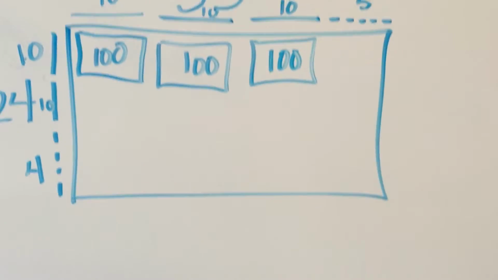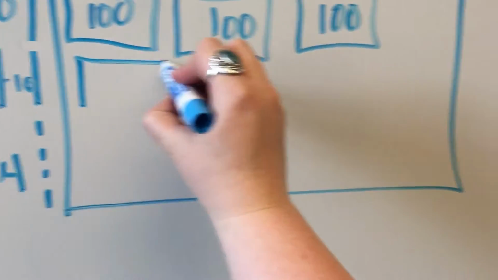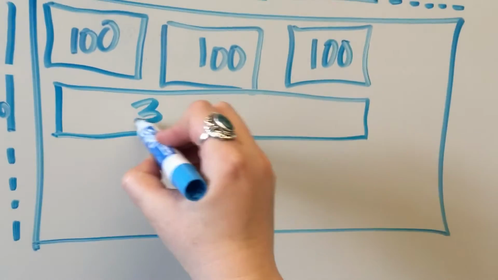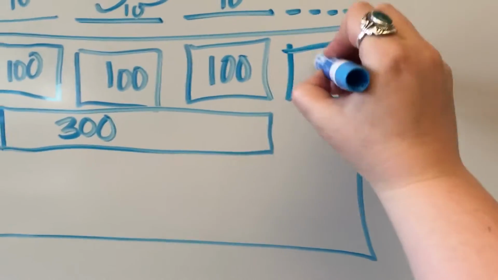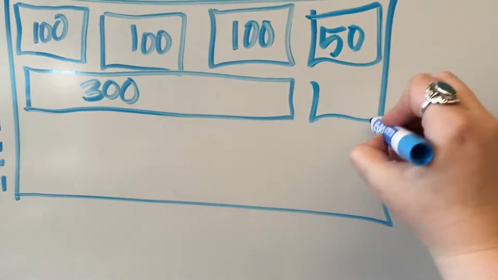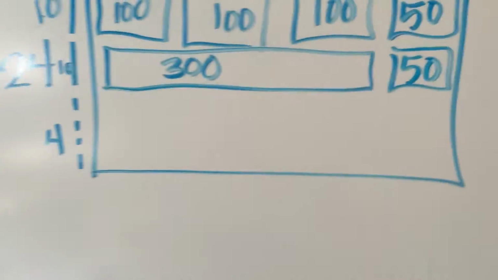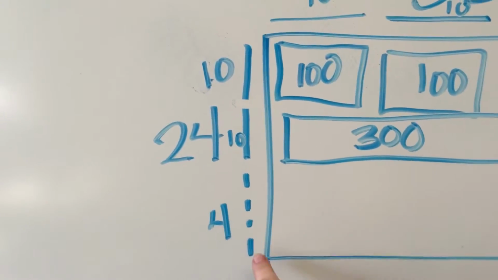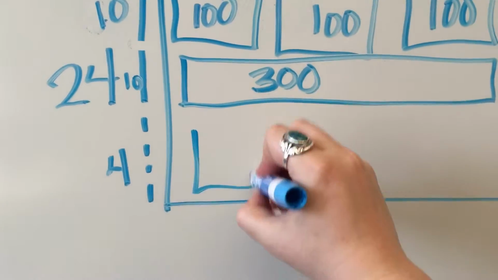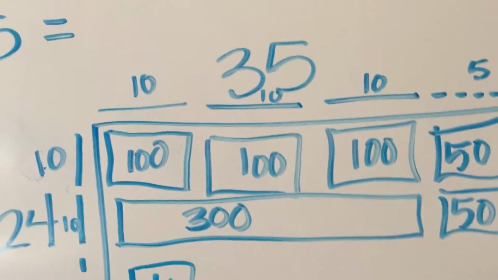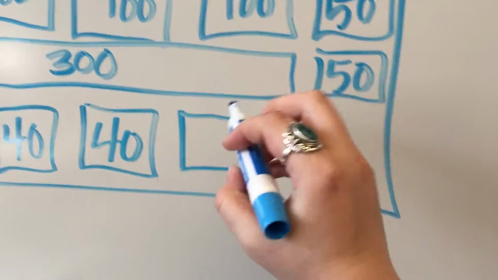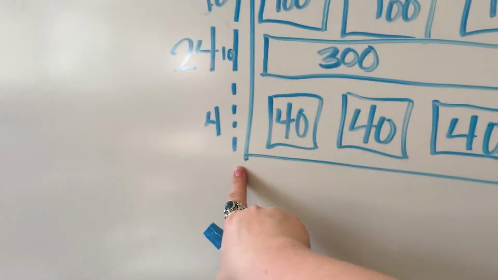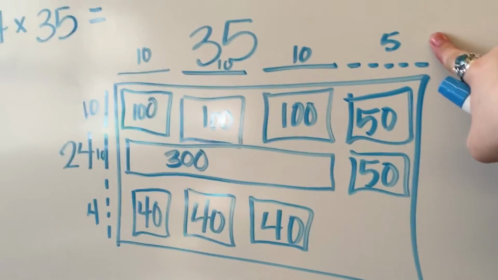Once I see that pattern, I might see that I could do this 10 times all three of those 10s at once and get 300, and that would be more efficient. Over here I have this 10 times this 5, that's 50, and another 10 times 5 is another 50. And then at the bottom, I'm doing this 4 times this 10, that's 40. Another 10 times 4 is another 40, and here's a third. And then the last thing is this 4 times this 5, and that's 20.